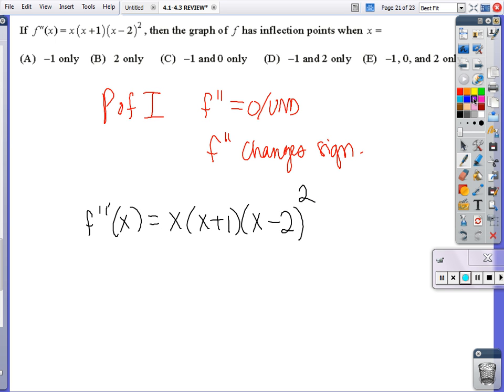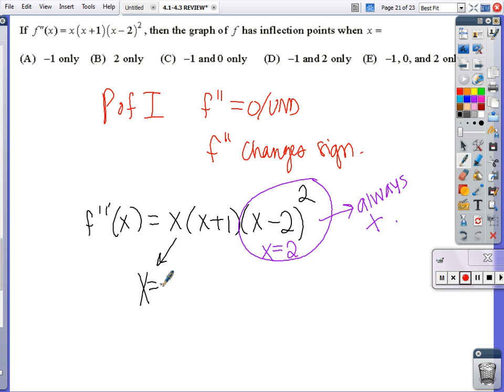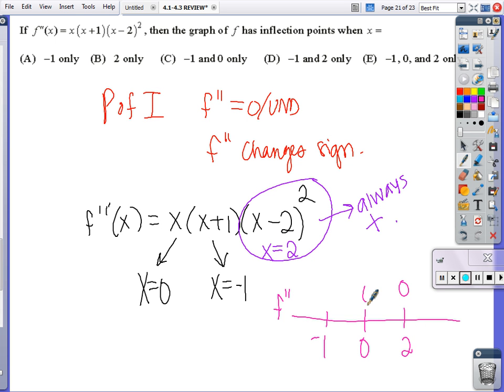What you should remember is that when you do a sign chart, since this term is always positive, it causes your sign chart to not change sign at the 0, and the 0 would have been x equal to 2. So the only zeros that you'll have a sign change are x equal to 0 and x equal to negative 1. So I'm actually going to show you the sign chart, which you don't need to do, but I want you to see it in case you don't understand exactly what's happening with the sign chart. F double prime can never equal undefined.